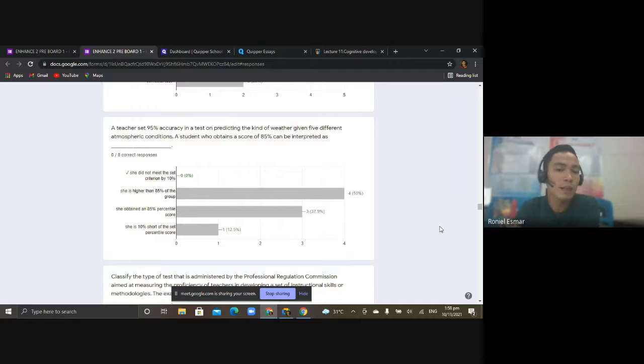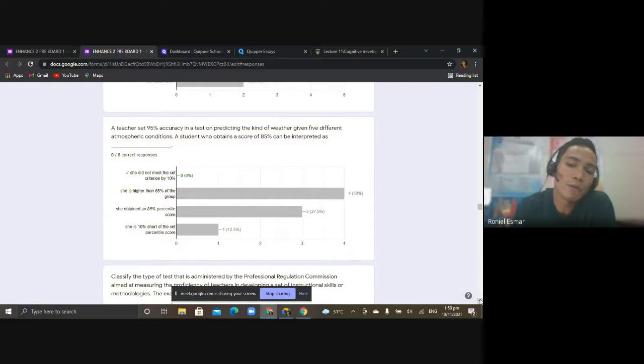No, and since 85% naman ang na-obtain sa isa ka estudyante, therefore, we should be interpreting this as ang estudyante did not meet the set criterion by 10%. No, kay, again, 95% ang target and iyahang na-obtain kay 85% lang. So, pila man ka percent ang kulang? 10%. So, that is why the correct answer is letter A.